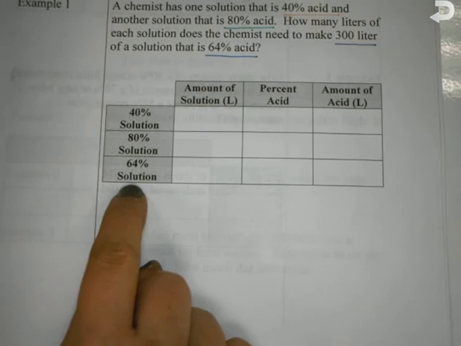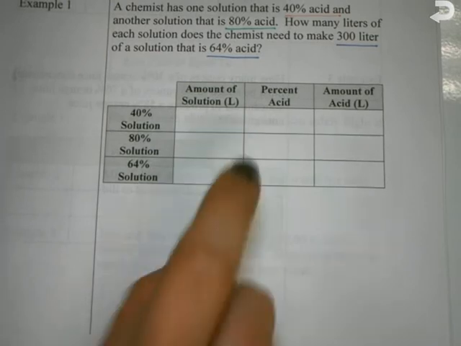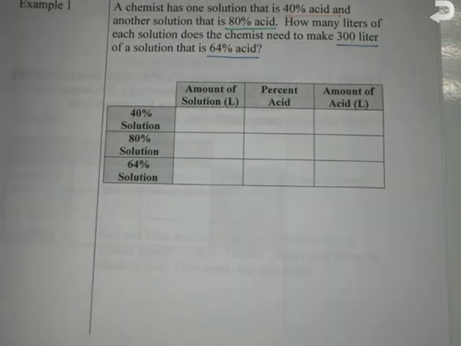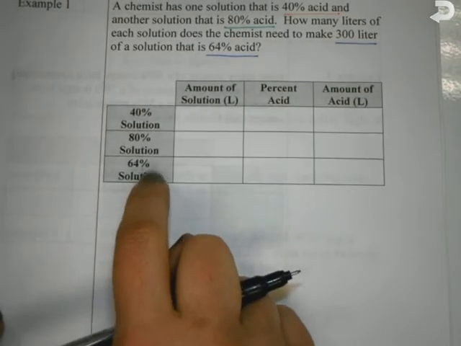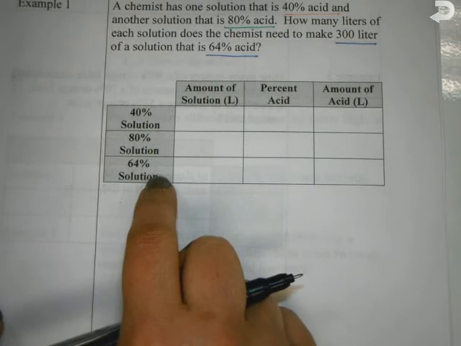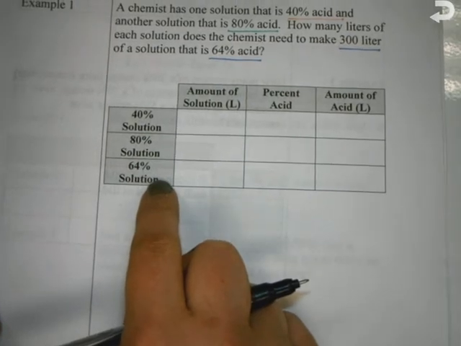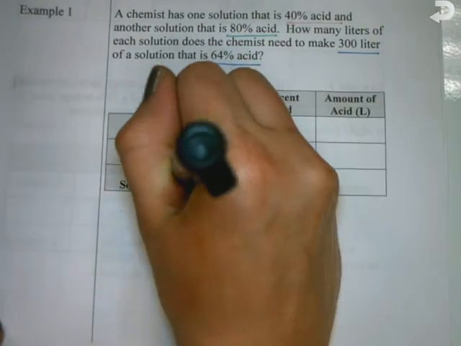Okay, so what do we need to do? We need to fill in the amount of each one. Do I know, let me get my blue pen, do I know how much of the end result I want? How much of the 64% solution do I want? Do I know that amount? Read the problem. I want 300 liters, right? So that's what we're going to fill in right here, 300.